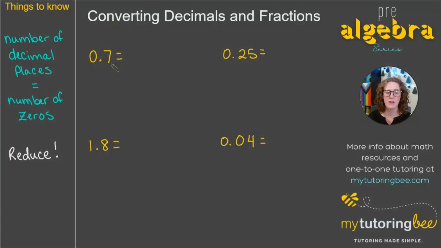All right, whenever we are starting off with decimals and we are being asked to convert them into fractions, just keep in mind that the number of decimal places equals the number of zeros. Let me show you what I mean by that.